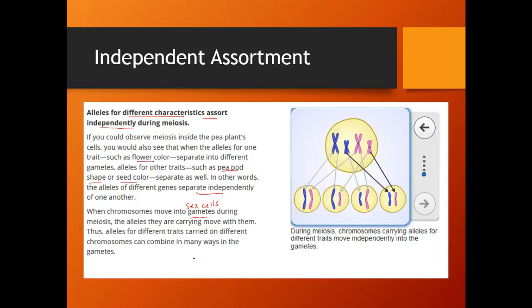Thus, alleles for different traits carried on different chromosomes can combine in many ways in the gametes. What that means is you can have a pea plant with purple flowers with green seeds that are wrinkled, or you can have one that has white flowers with wrinkled seeds and yellow seeds. The possibilities are really endless because each of these characteristics is going to divide independently during meiosis.